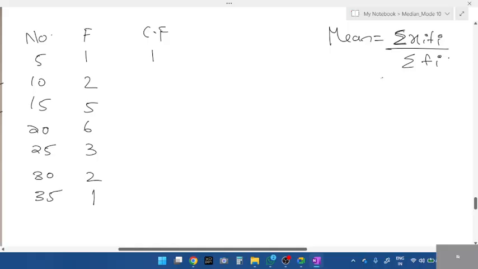Anyways, if you're like this, I won't ask you questions. Next, tell me the value, student. Summation of xi fi. This is the formula. Next, median. How do you solve median?